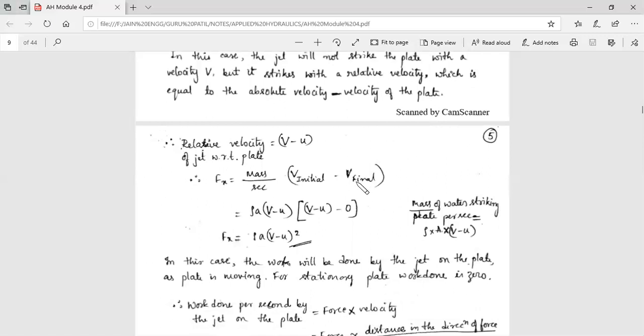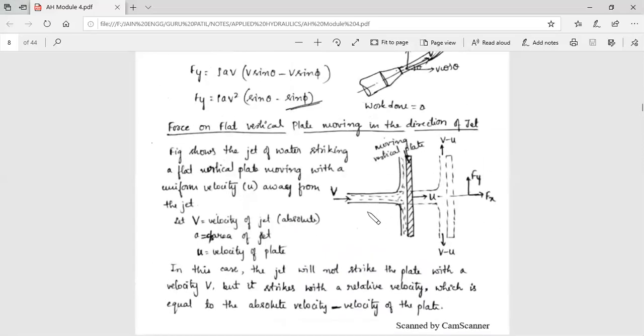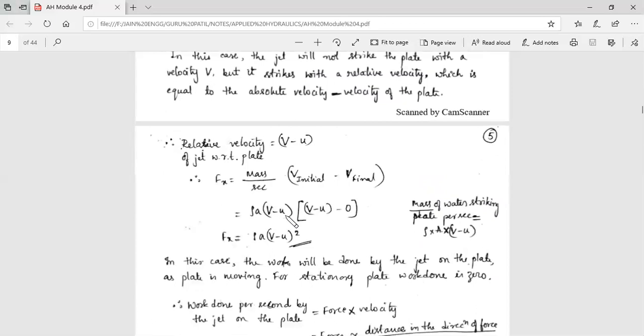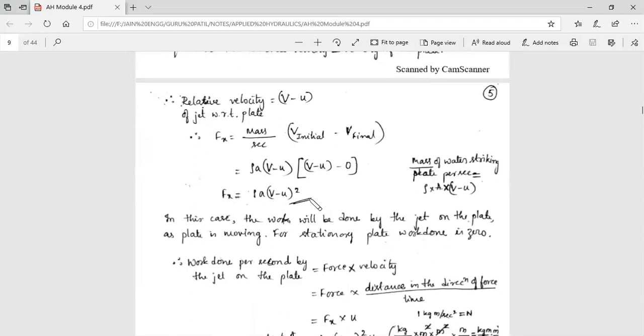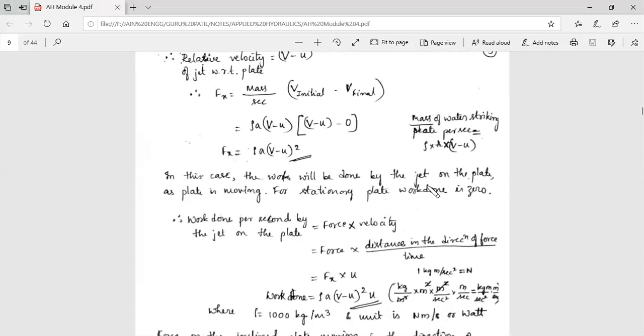So again, by using the formula rho a, the velocity is nothing but v minus u, because it is relative. As the jet goes on hitting, the plate goes on moving. So that v minus u is a relative velocity. The final is at least 0. So it will become rho a (v minus u) whole square. Now, in this case, work will be done by the jet. This is very important in this derivation: the jet will be doing some work on the plate.